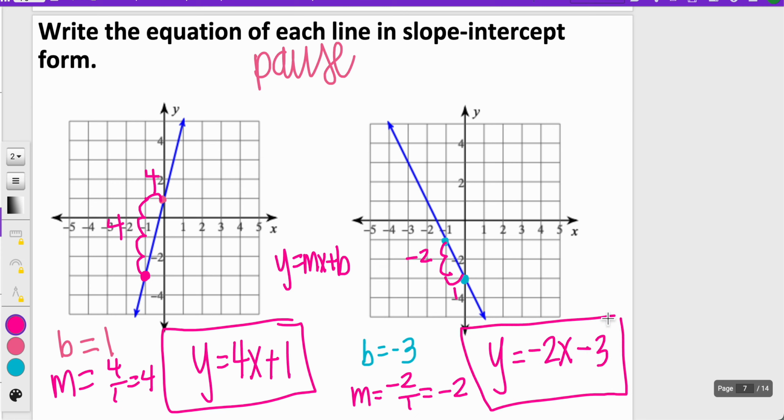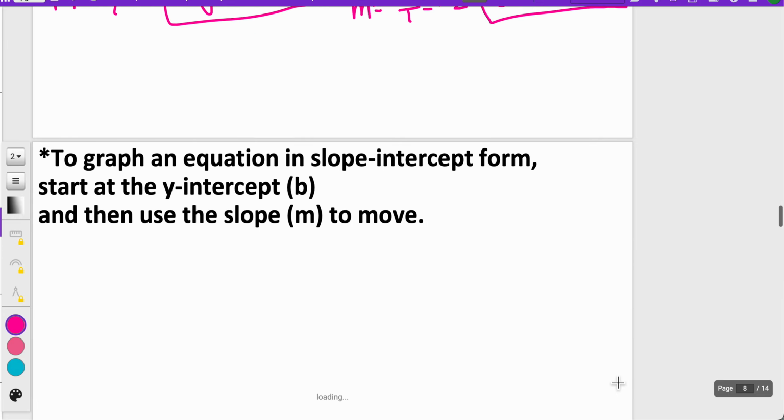If you want to write plus -3, you can, but -3 would be the best way to show that that 3, or that y-intercept, should be negative.